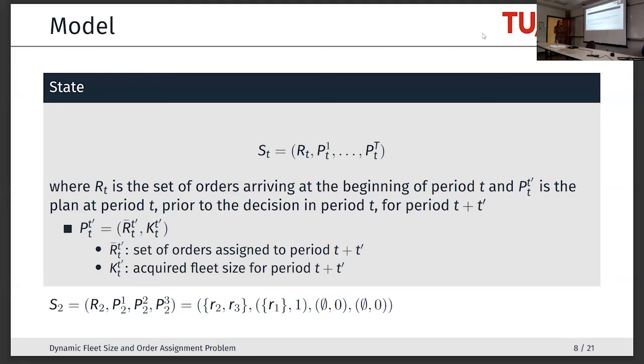And the plan consists of, again, two things. First of all, what orders have we assigned to that period? And second of all, what is the fleet size that I already have for that day? So an example of a state is given here at the bottom. We have incoming requests 2 and 3 in this case. And from previous states, we know that we already assigned request 1 to what is now tomorrow. And we don't have anything assigned yet or rented yet for the remaining days in the planning horizon.